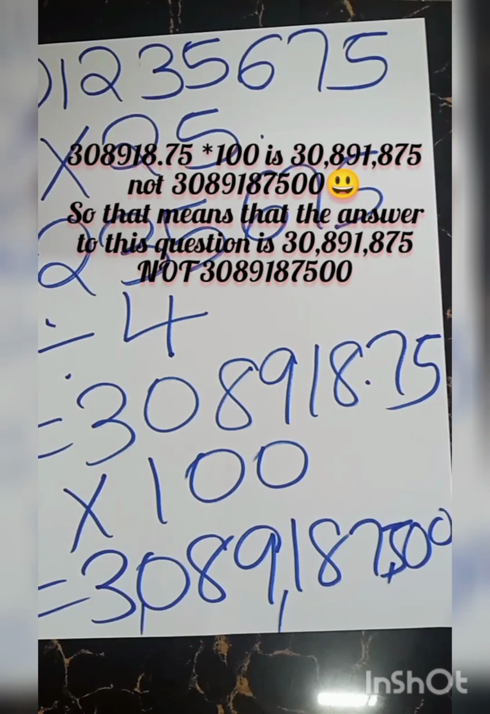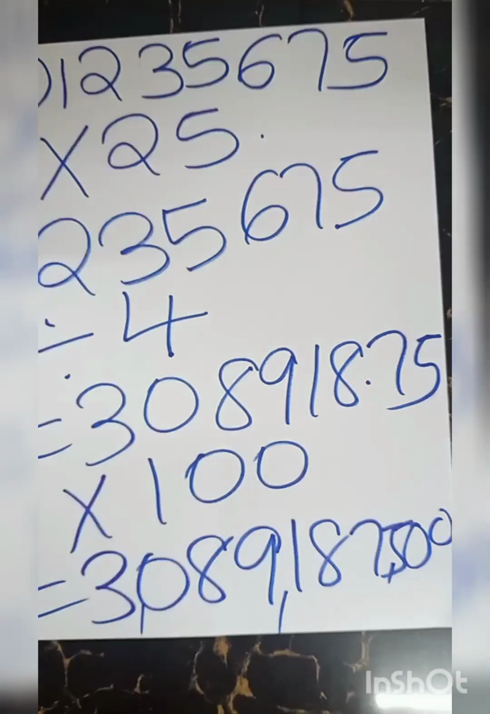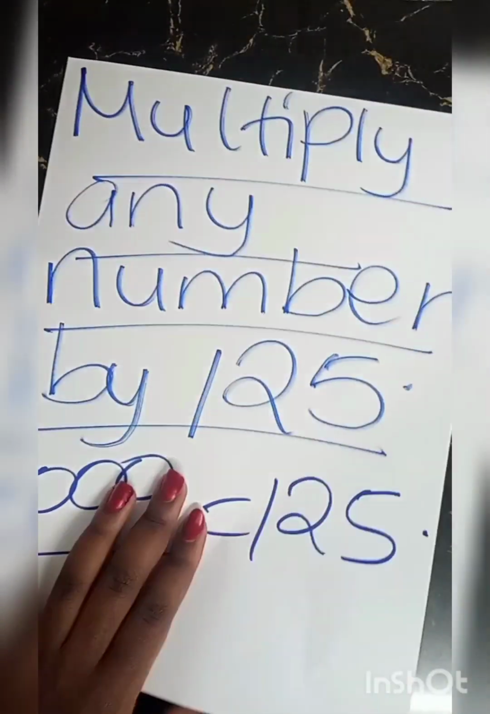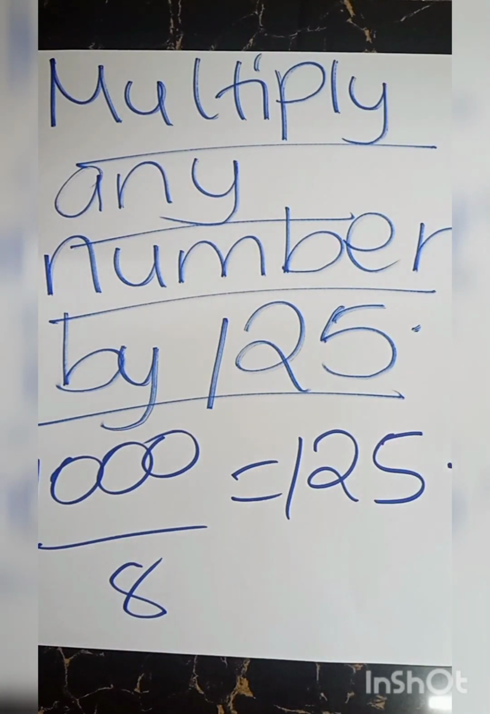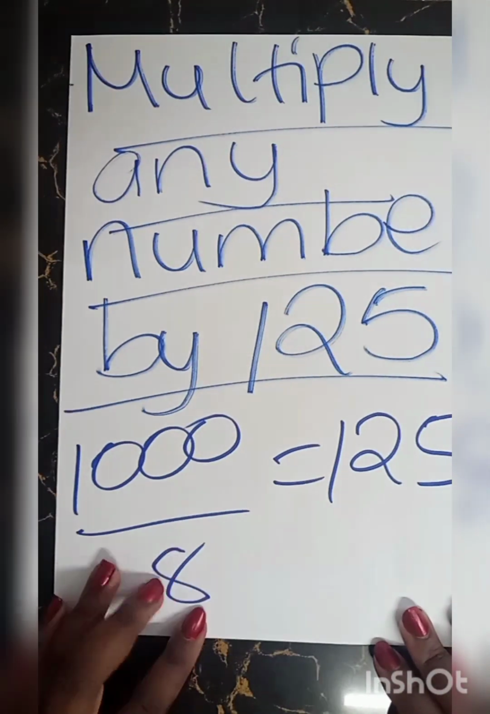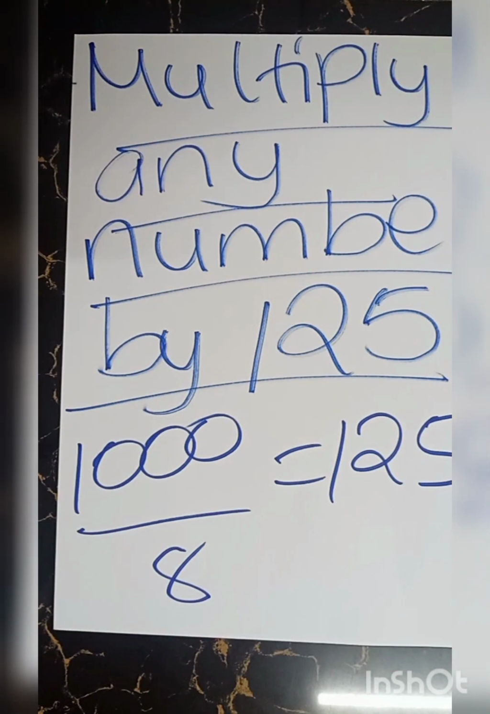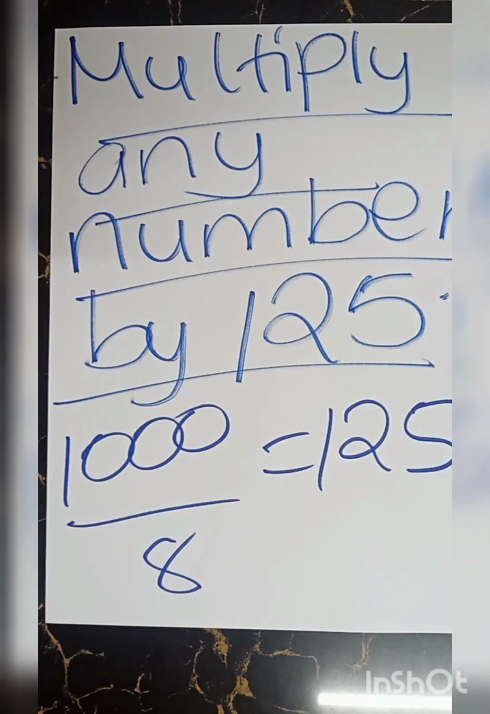Yes. Okay. So multiplying 125 by any number is more or less the same thing. Okay. So let's learn how to multiply any number by 125. It's more or less the same thing. Okay? 125 is derived by dividing 1,000 by 8. Okay, that's another way you can write 125. Okay? So let's look at an example.